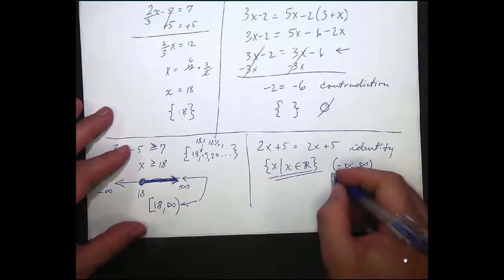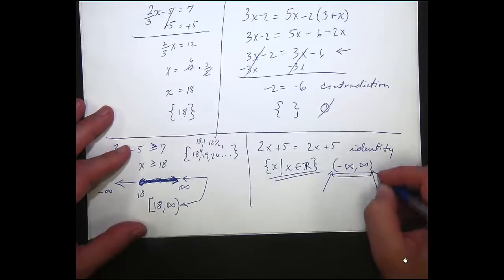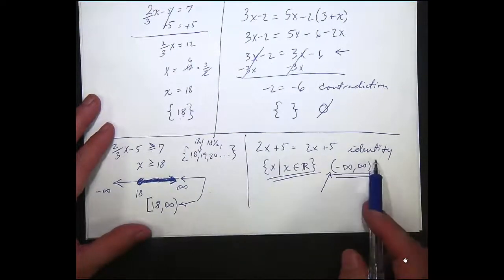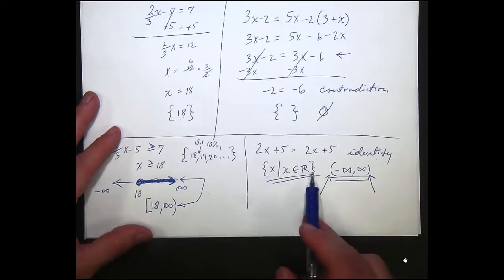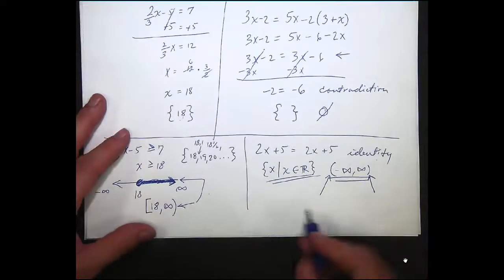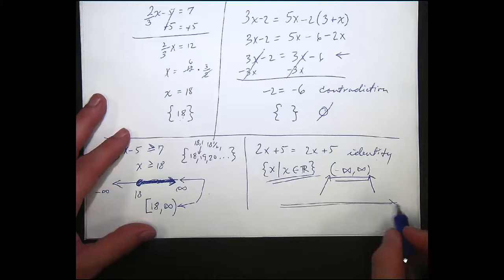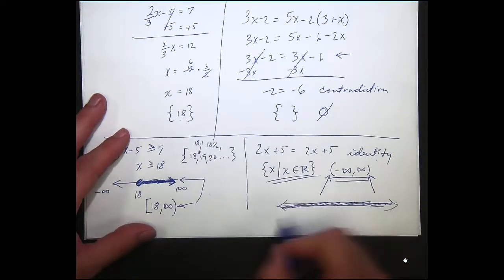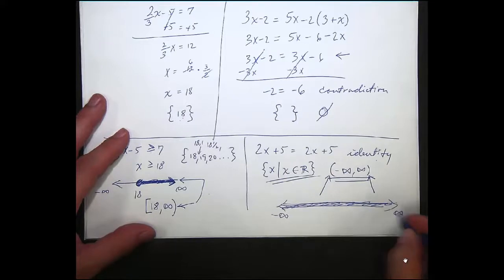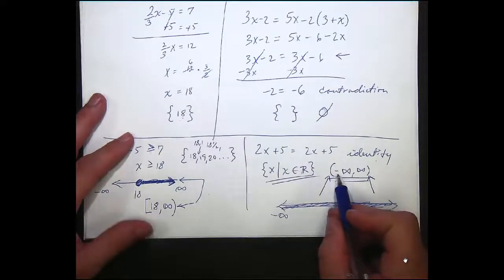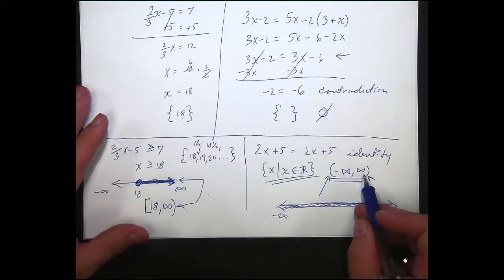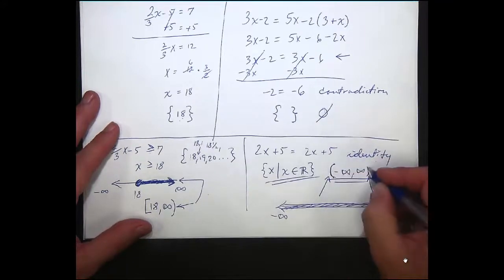You'll notice over here I put parentheses as well. When I say that this is an identity and the set of solutions is any real number, I mean basically the whole number line is shaded in. So from negative infinity to infinity. But you notice that neither negative infinity nor positive infinity has a bracket.